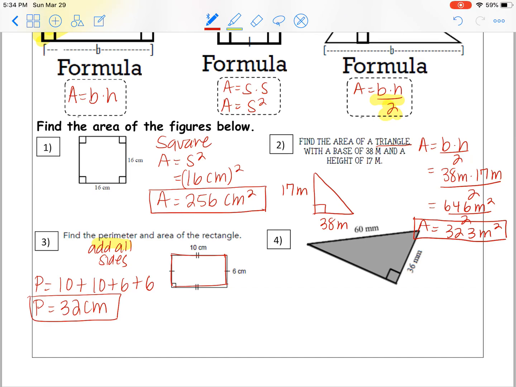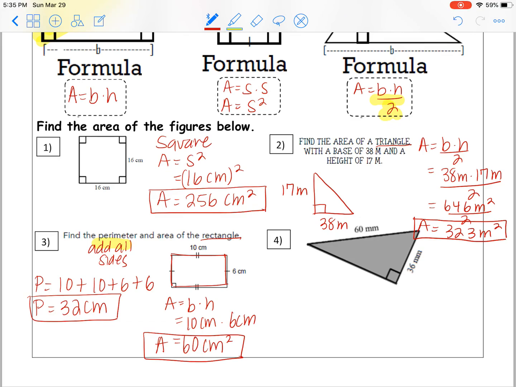Now we want to find the area. We know this is already a rectangle. Okay, second step, write down the formula of the rectangle: base times height. So 10 centimeters times 6 centimeters. Our answer is 60 centimeters squared. That's our final answer for that third problem.